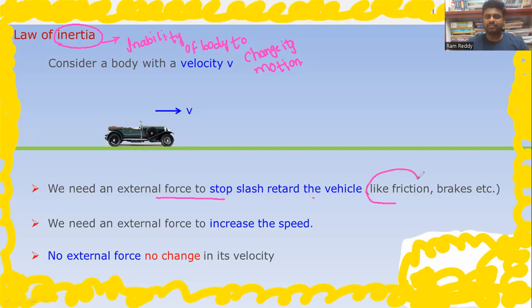So we have the frictional force, and the brakes have to apply. Then the car will stop. And we need an external force to increase the speed. In the same way, in order to increase the speed of the car, we have to apply an external force. So no external force, no change in velocity. That we have to observe from this example. If there is no external force, there is no change in velocity, meaning the body is at rest, or maybe it will move with uniform motion. Okay, so that we can observe with this example.